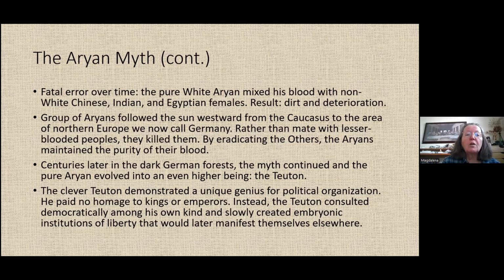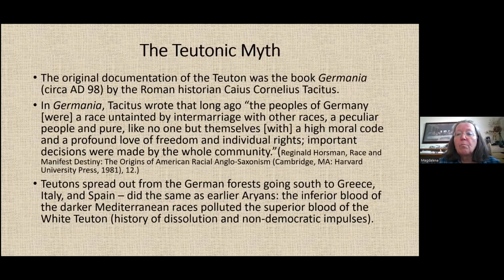So the original documentation of the Teuton was the book Germania, which was written circa AD 98 by the Roman historian Caius Cornelius Tacitus. And in Germania, Tacitus wrote that long ago, "The peoples of Germany were a race untainted by intermarriage with other races, a peculiar people and pure, like no one but themselves, with a high moral code and a profound love of freedom and individual rights. Important decisions were made by the whole community."